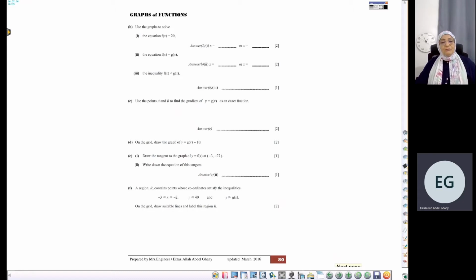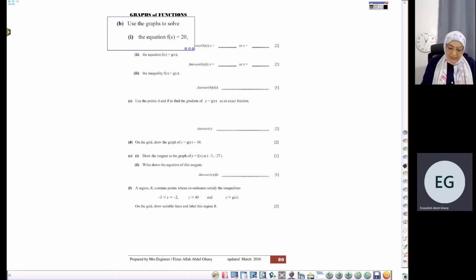Use your graph to solve. It means, what's the meaning of solve? Find the value of x. Use your graph to solve means read with your eyes. What does he want in the first question? Use the graphs to solve the equation f of x equals 20.